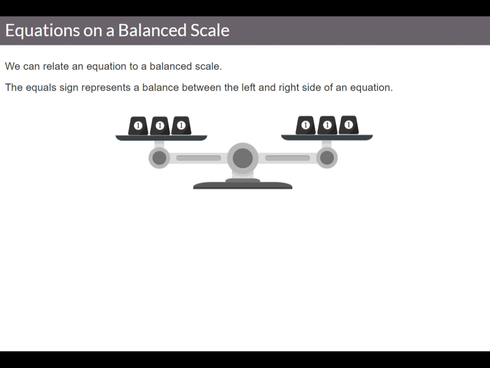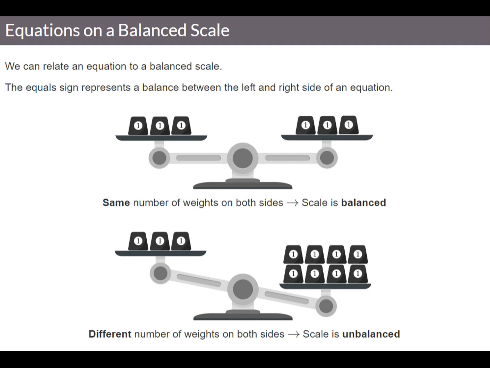In each diagram, think of 1 as 1 unit weight. If we have the same number of unit weights on both sides of the scale, then the scale is balanced. If we have a different number of weights on each side of the scale, then the scale is unbalanced.